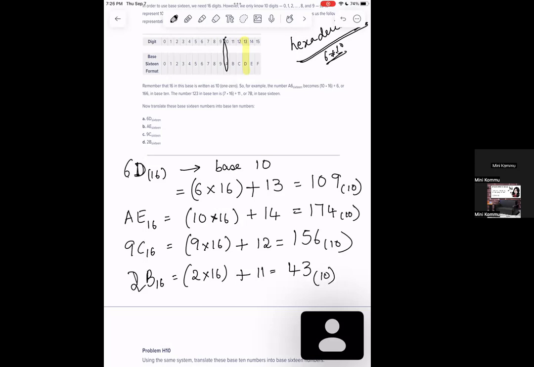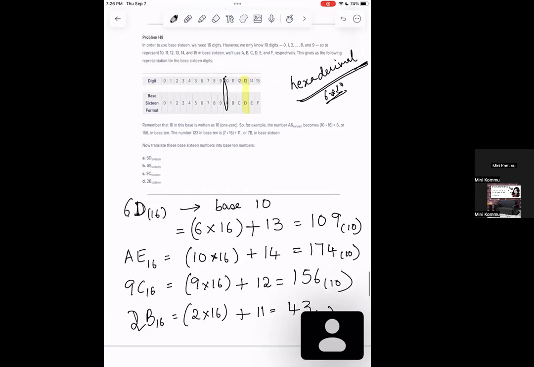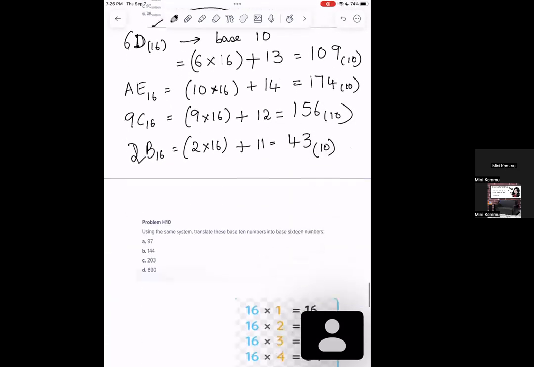All right. Now this is fairly simple because you have it over here. So I'm just going to use that. And then I'm going to multiply the first digit with 16 because it is a base 16 system. Plus, I'm going to find the value of the letter and I'm going to add it up. So that is how you'll convert the hexadecimal system to the base 10 system.